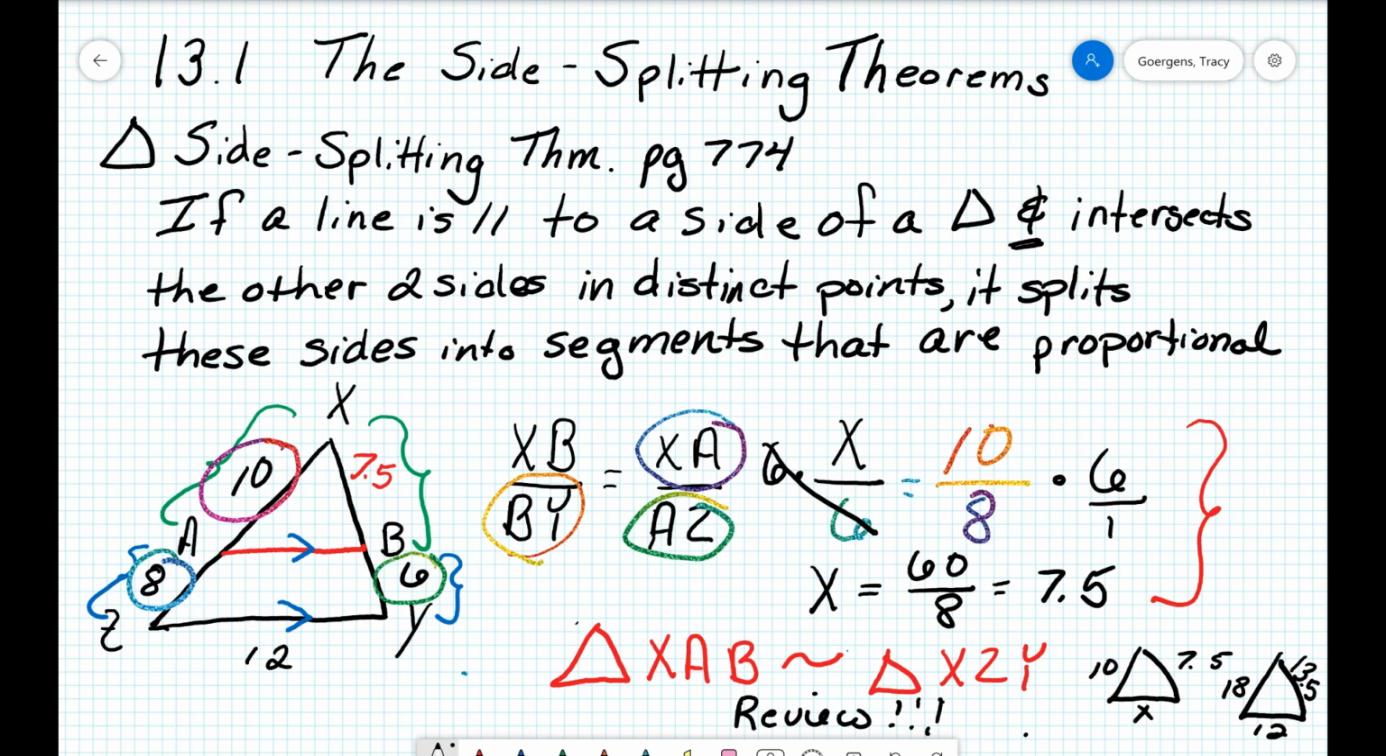Okay. All right, so that's the first one. That's the side splitting triangle part on page 774. And what I want you to do is we're going to pause here, and I want you to do a practice problem. I want you to do page 778, 1 through 6. Let me find a different color pen here. Page 778, 1 through 6.